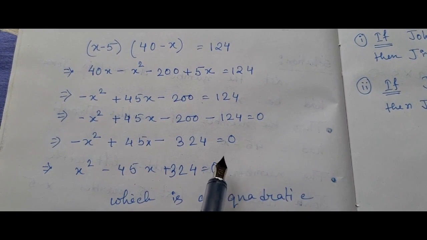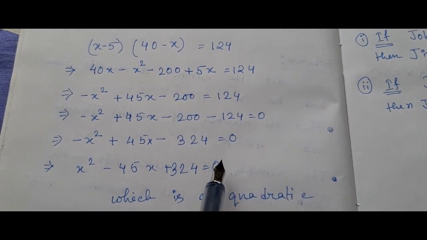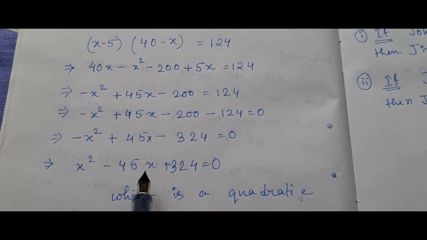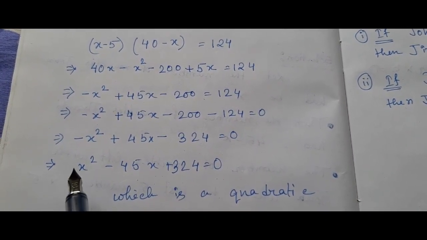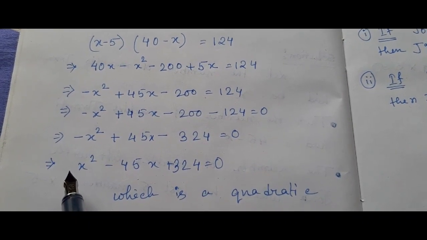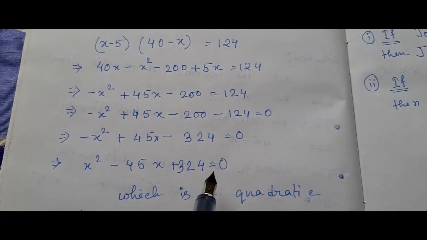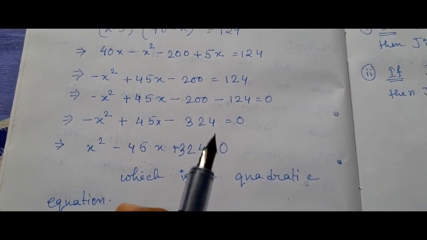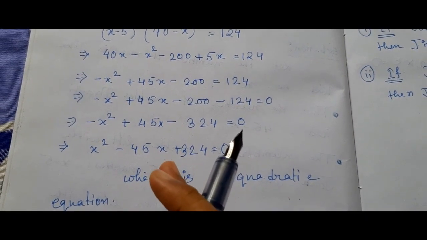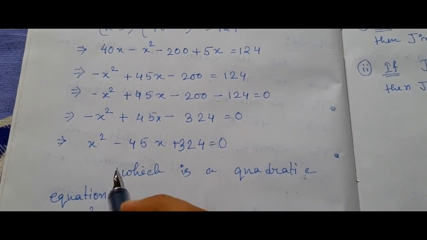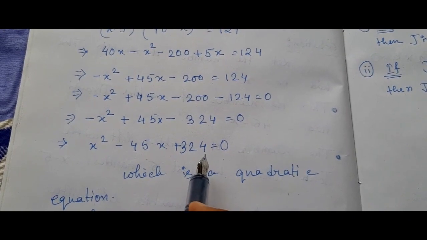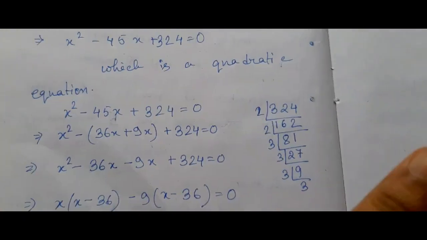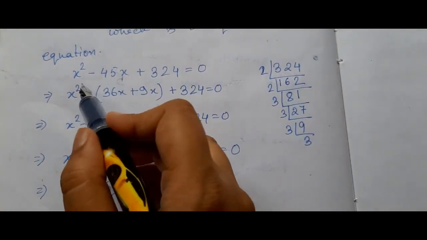Now look at this equation. This equation is a quadratic equation, right? This 1, minus 45, 324 are real numbers and the coefficient of x square is non-zero, right? So that's why this is a quadratic equation. So in this way, from a given condition, you have to form a quadratic equation. Now you have to solve this quadratic equation. So here today I am using the factorization method. Okay, so this is our given equation.